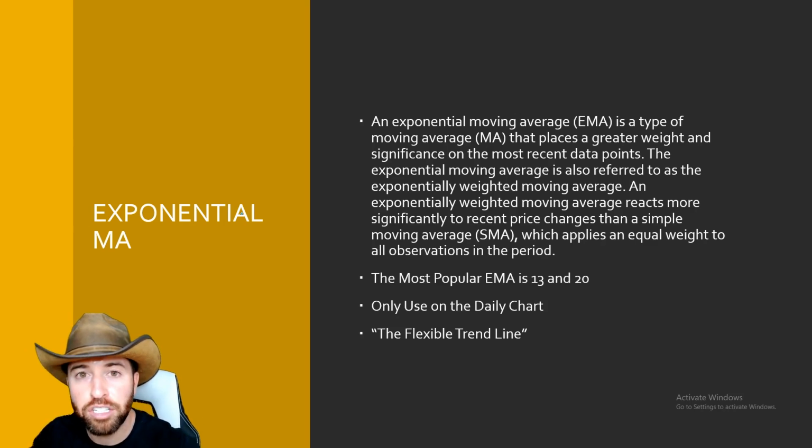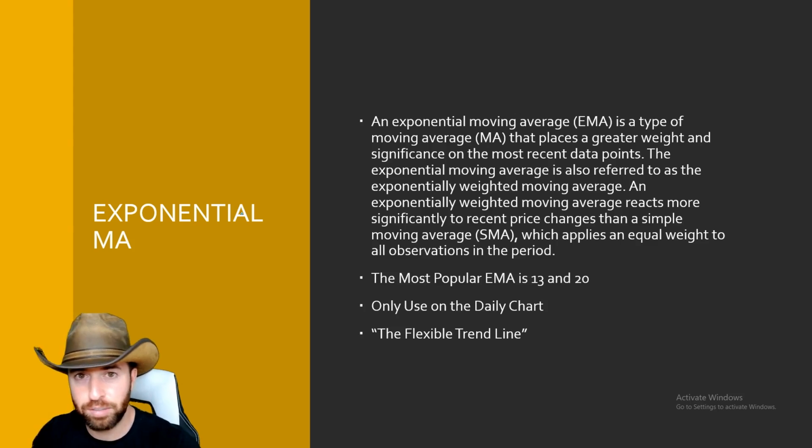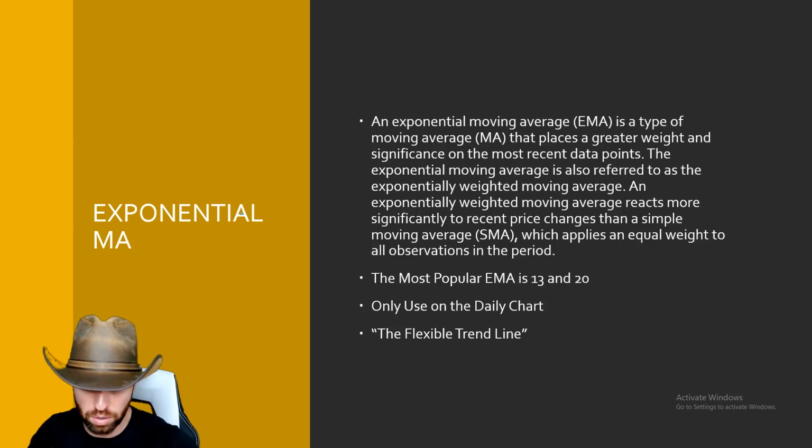The exponential moving average, we're going to use the same exact thing. The most popular line there is 13 and 20. I personally just use the 13. If you want to use both, definitely check it out. But the EMA is going to be 13. We only use these on the daily chart, just like we used on the moving averages, and we're going to go over that soon. And this is what I call the flexible trend line.